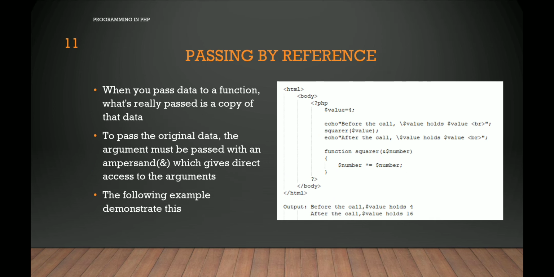Next, passing by reference. When you pass data to a function, what is really passed is a copy of that data. To work with the original data, the argument must be passed with an ampersand symbol, which gives direct access to the argument. This example shows passing a reference to a function.